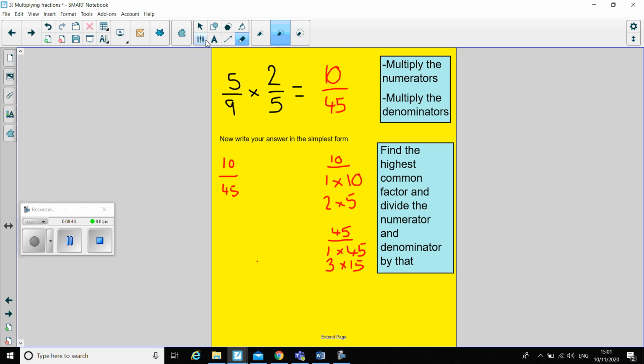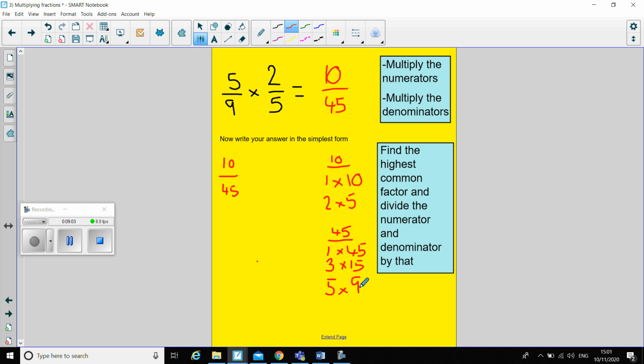4 doesn't go into 45. 5 goes into 45. 5 times 9 gives me 45. 6 doesn't go into 45. 7 doesn't go into 45. 8 doesn't go into 45. 9 does, but I've already got it.